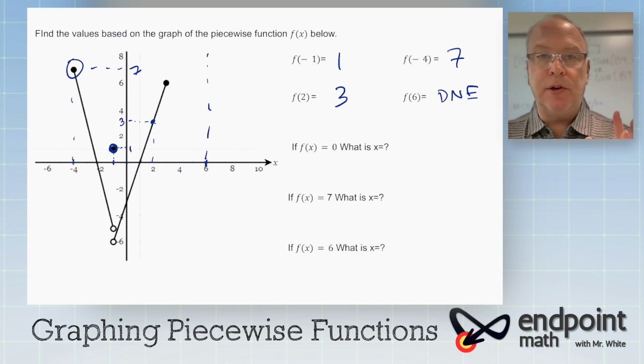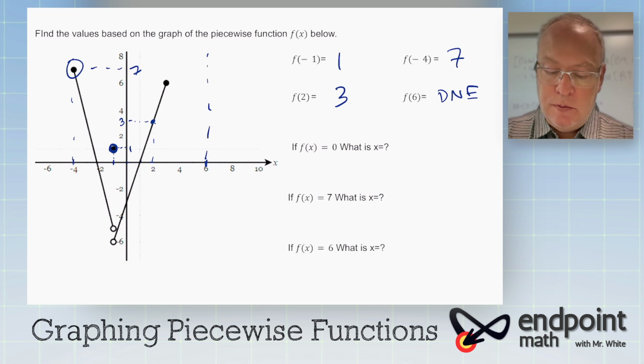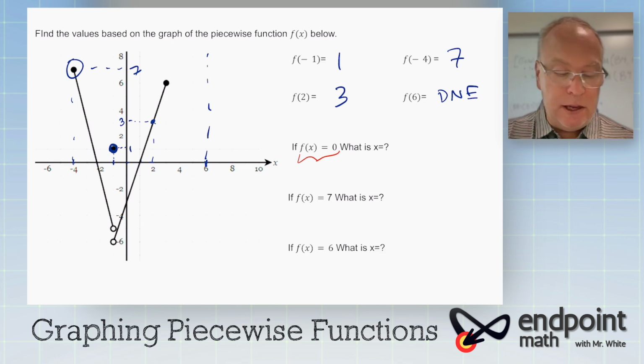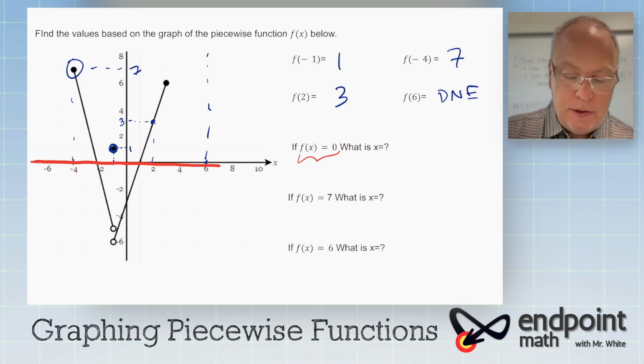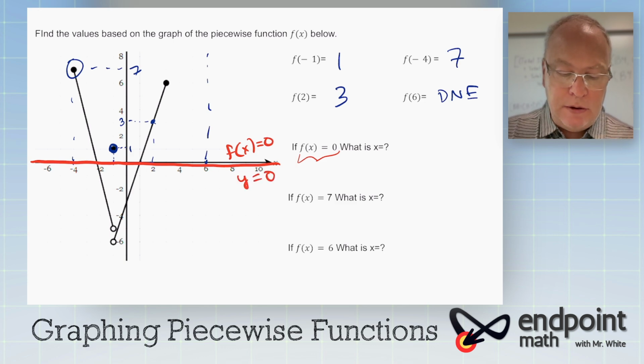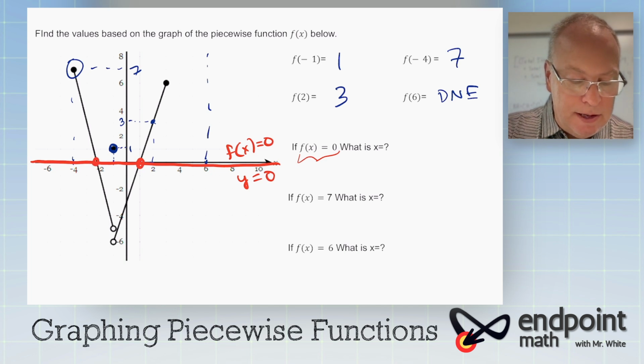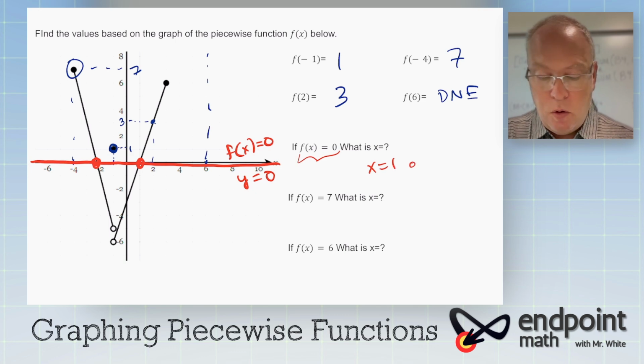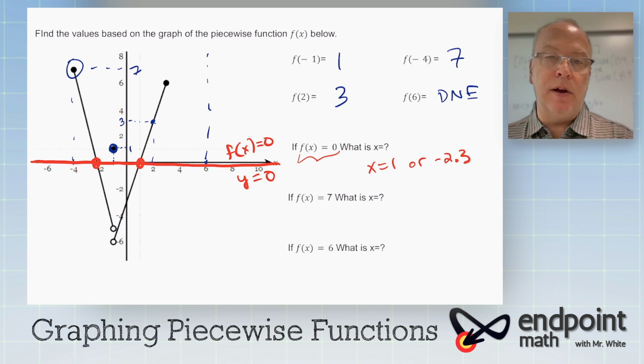All right, what about these solve for x questions? These are always a little tricky until you get the hang of it, just like anything in life, right? When f of x equals 0, when the output is 0, what are the x values? So this is the line f of x equals 0, or y equals 0. So you need to tell me these two spots right here. So it looks like x equals 1 or maybe about negative 2.3. I don't know exactly what it is. We could figure it out, but I'm not going to worry about it.